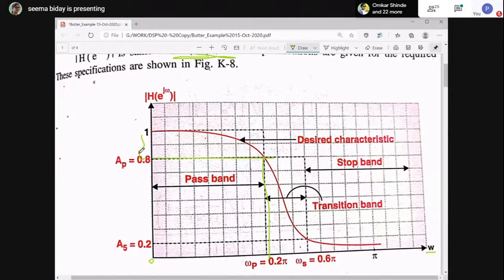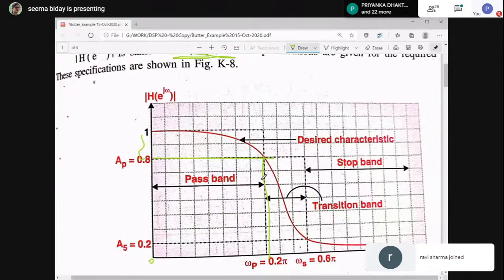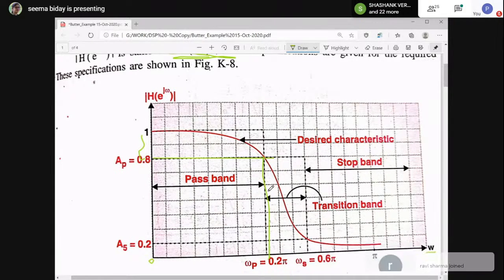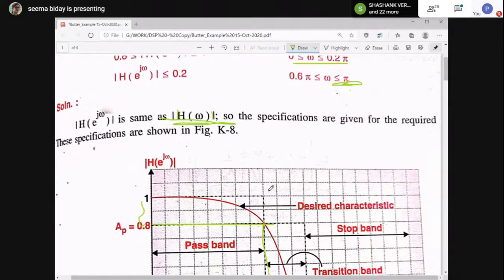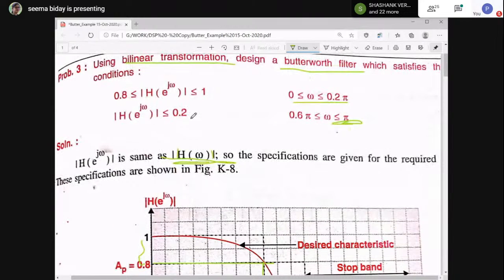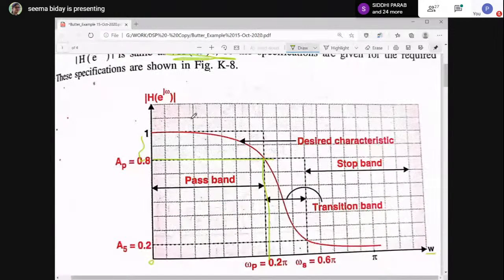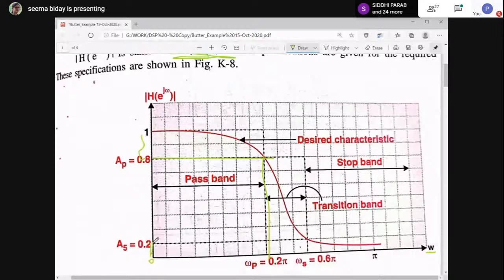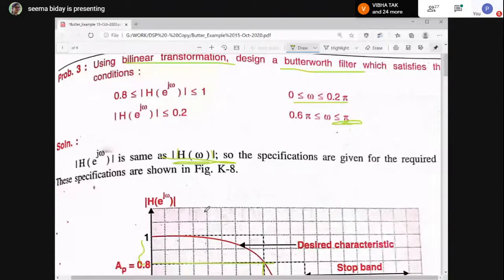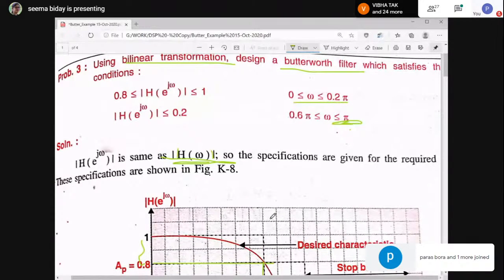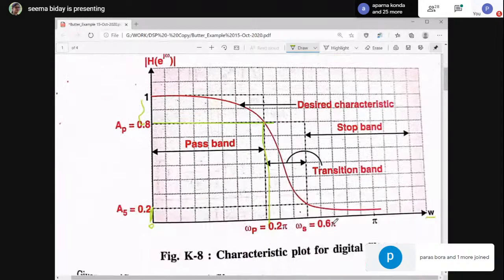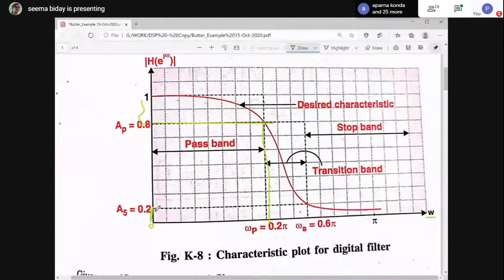Okay. So now this is how it is drawn from the specification. This is called the passband. Now what else is given? H of omega is less than or equal to 0.2, in the range 0.65 to 5. So this line, is it okay?